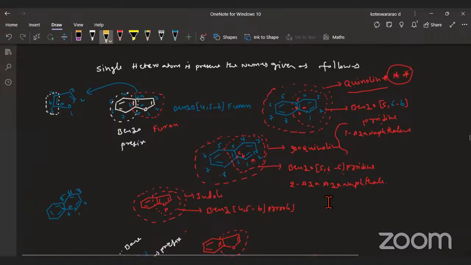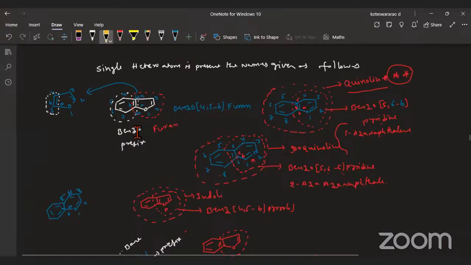If a single heteroatom is present, then the name is given as follows. This is the heteroatom. Suppose this is furan, or oxo. Then it is fused with benzene. Therefore, it is called benzofuran.